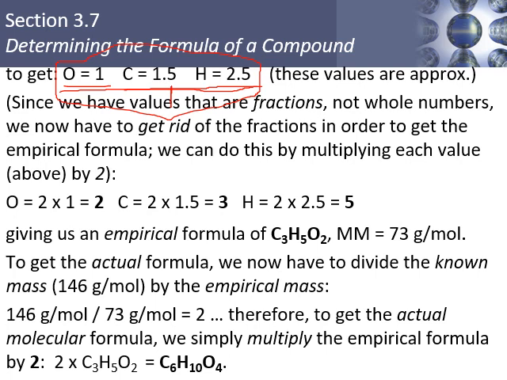All right, so what would we have if we multiply all of these by 2? O is going to become 2, C is going to become 3, and H is going to become 5. So our formula would be what I'm circling right now. It would be C3H5O2. And that is the empirical formula.